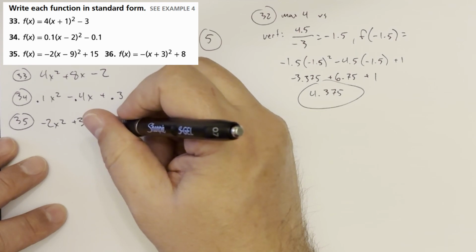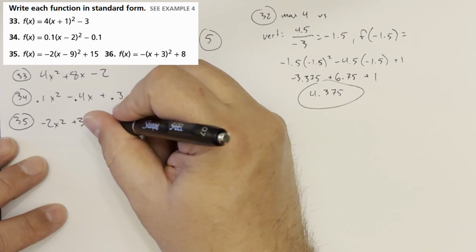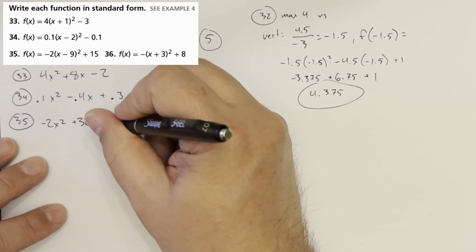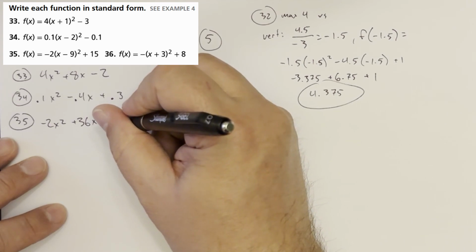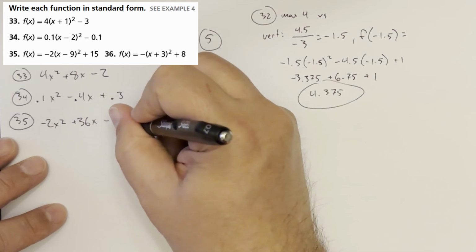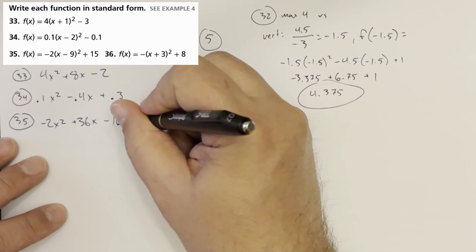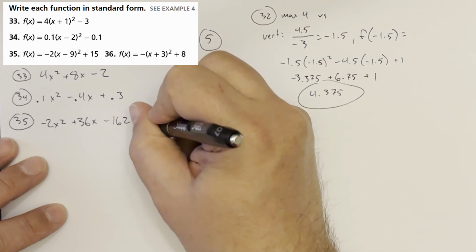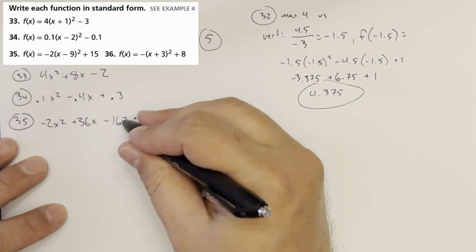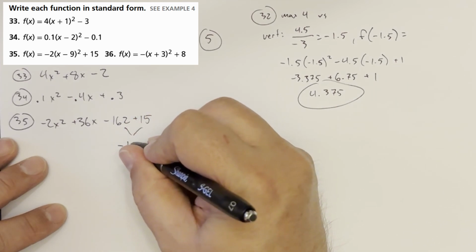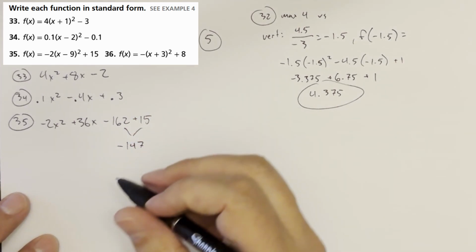We're on to 35. X squared times 2, negative 2. And then negative 9x, negative 9x. So that's negative 18x times negative 2 is positive 36x. 9 times 9 is 81. Times negative 2 is minus 162, and then plus 15, so we get minus 147.